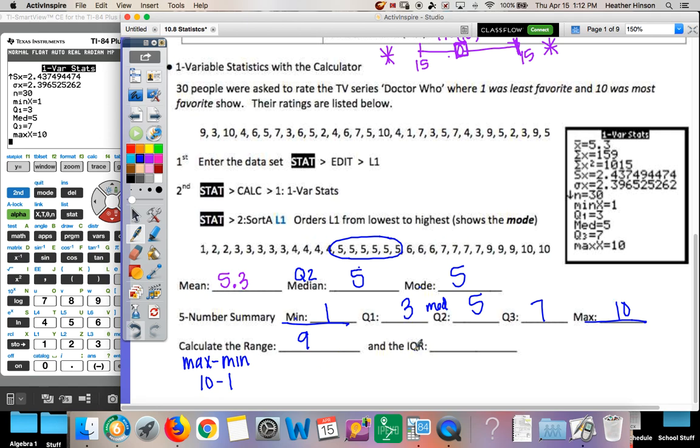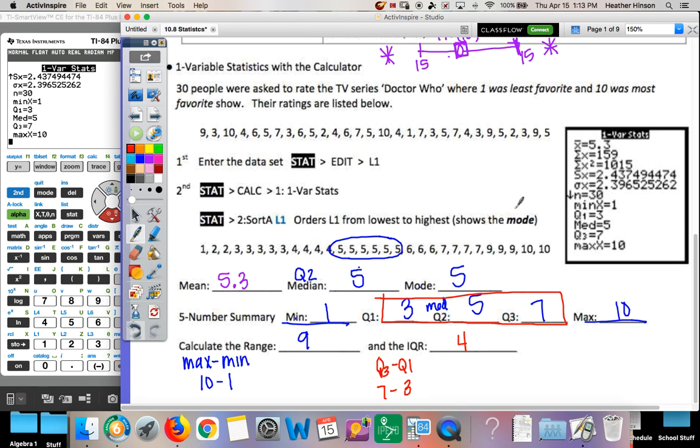The IQR, that's the inner quartile range. So you don't care about the lowest and top. You want the inside of the range. For that, you're going to look at the max and min of the inside, which is going to be your Q3 minus your Q1. So our Q1 is 3. Our Q3 is 7. So 7 minus 3 is 4. So your inner quartile range is spread out over 4 numbers.